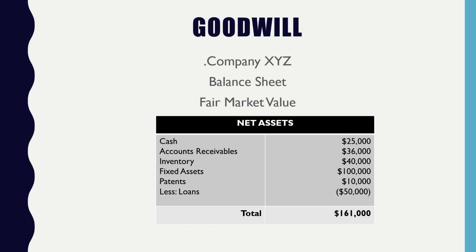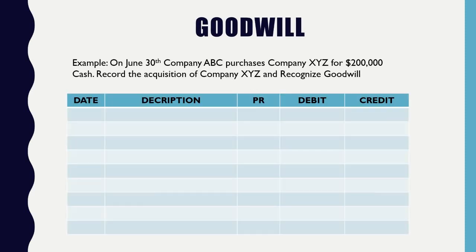So my fair market value is at 161. My previous book value was 132, right? So in this case, you just gained roughly $39,000, right? So let's talk about actually acquiring the business.